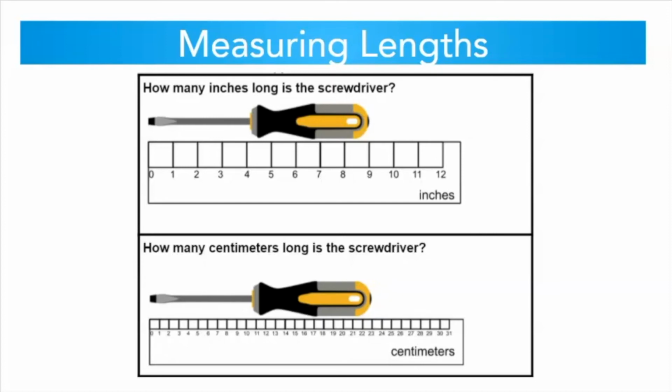For example, this screwdriver is measured in inches and in centimeters. Even though the number 9 is 14 less than 23, 9 inches is about the same distance on a ruler as 23 centimeters. Since inches are bigger units of measurement, it takes fewer of them to measure the screwdriver. Centimeters are smaller units of measurement, therefore it takes more centimeters to measure the length of the same screwdriver.